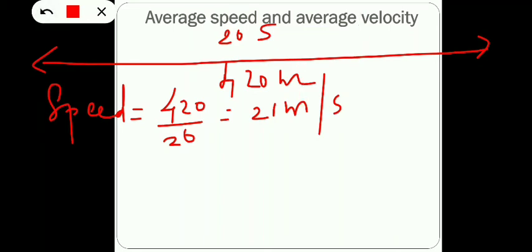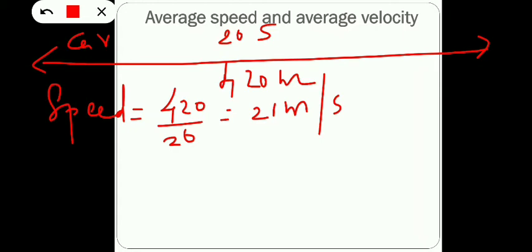So let's discuss another important concept regarding speed and velocity, that is average speed and average velocity. So what do you mean by average speed? Here I have considered one example. A car is covering a distance of 420 meter in 20 seconds. So what will be the speed of that car?